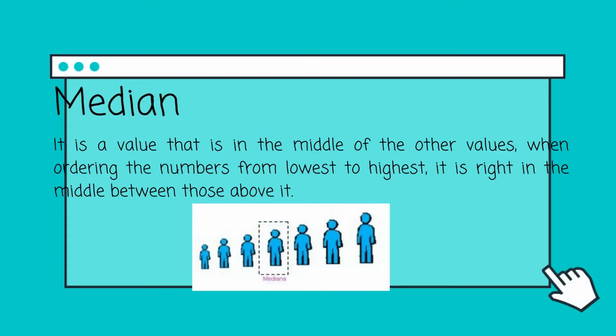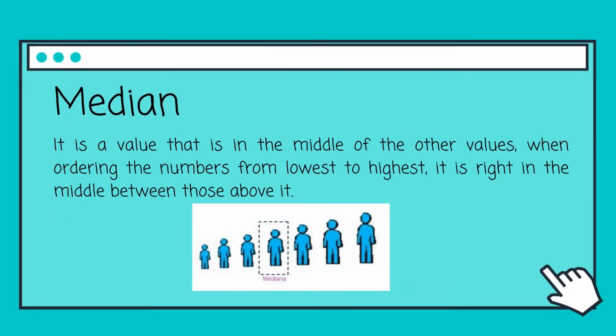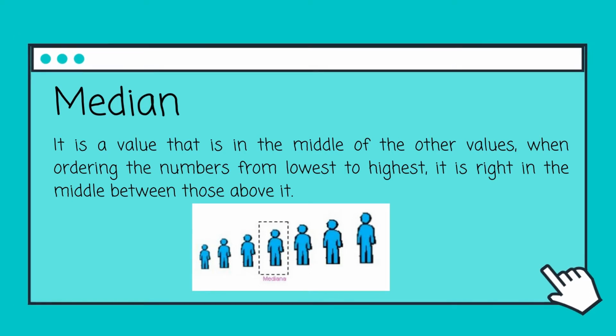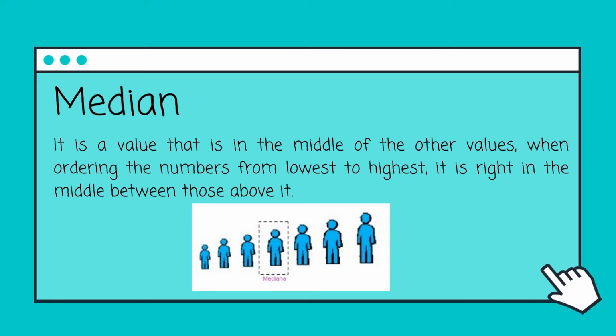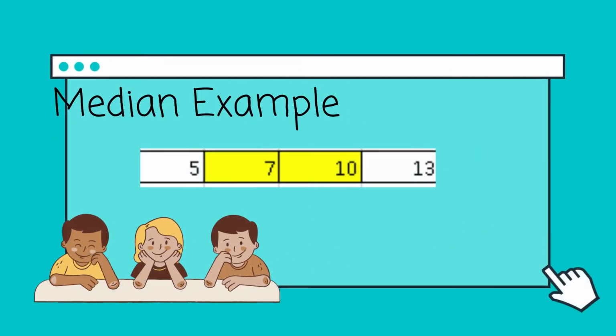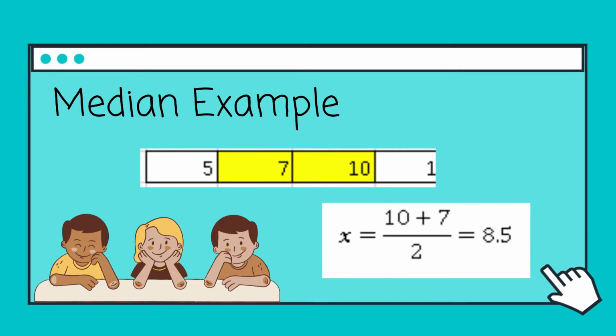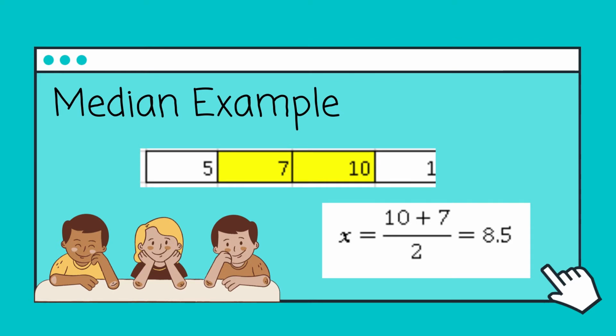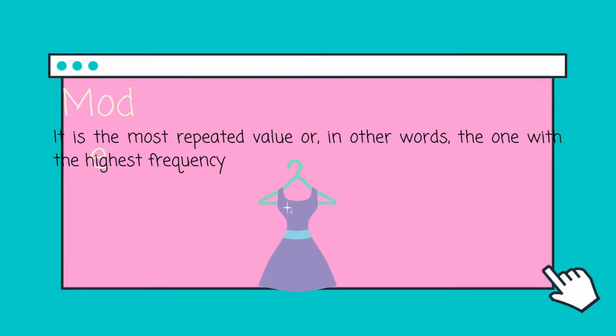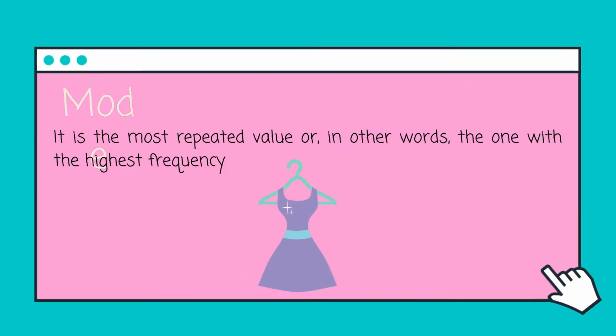The median is a value that is in the middle of the other values. When we order the numbers from lowest to highest, it is right in the middle. To clarify, let's suppose that a family has 4 kids, one 5 years old, another 7, another 10, and another 13. The median of the ages is going to be the central values, which are 7 and 10. Those values are added and then divided by 2, and in this case the result is going to be 8.5.